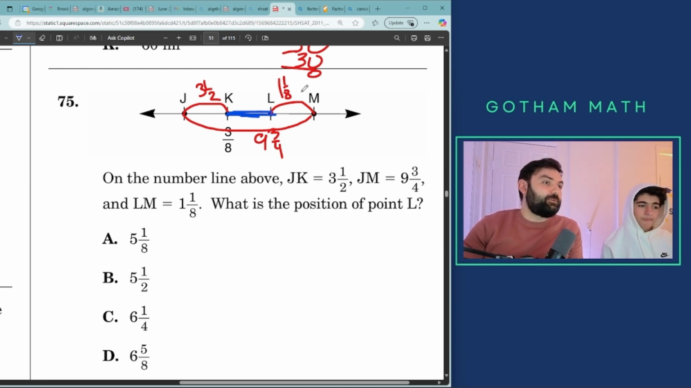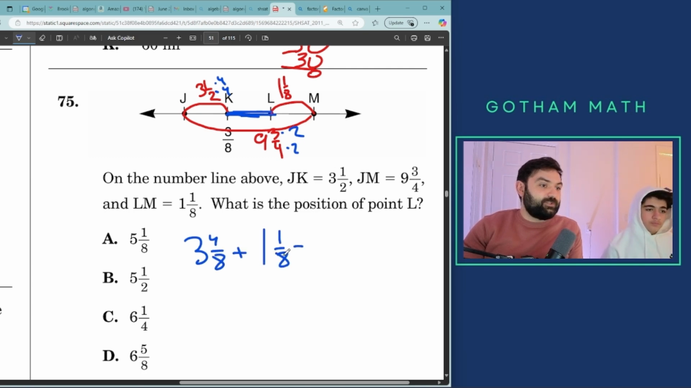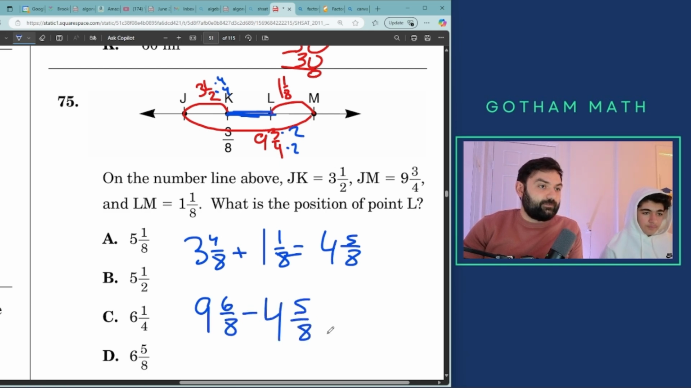Let's make all of them into denominator 8. Times 2, times 2, times 4, times 4, and this is already 8. 4 eighths. So it's 3 and 4/8 plus 1 and 1/8, right? We can add them first, then subtract, right? Yeah. So 4 and 5/8, and we're going to subtract 9 and 6/8 minus 4 and 5/8, right? Which is 5 and 1/8.